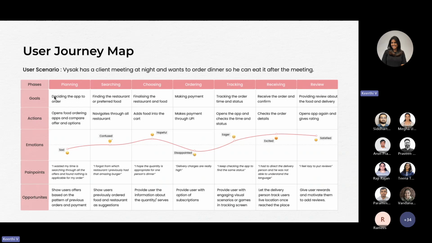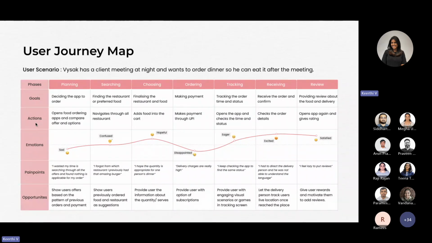For each of these stages, we have to define the goal. For example, when Vaishak plans, what is his goal? His goal is to decide through which app he will order. And to achieve that goal, what actions will he take? He would be opening different food ordering apps, and gazing through the offers or options available in the different apps.